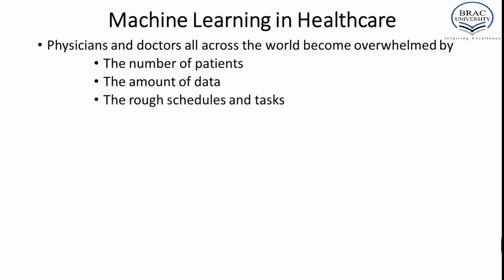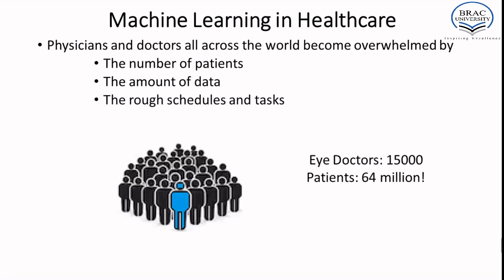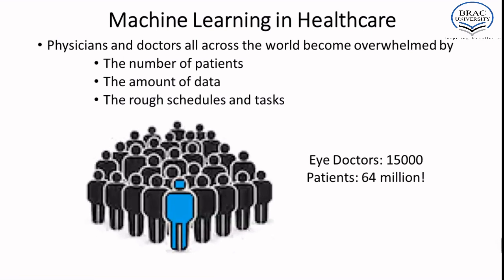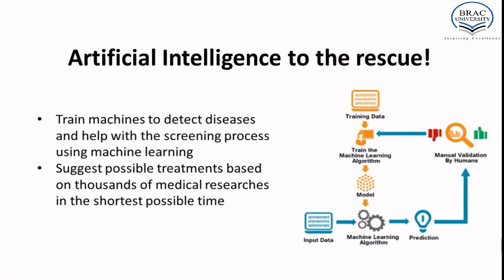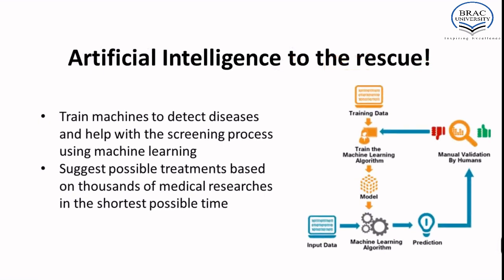For example, in India, there are about 15,000 eye doctors, but the number of patients suffering from diabetic retinopathy is 64 million. So the major challenge is, how can doctors serve all these patients equally in the most effective way? The answer is artificial intelligence. Using machine learning, we can train machines to detect diseases and help with the initial screening process. It can also save time and optimize the treatment process by going through thousands of medical researches in the shortest possible time.